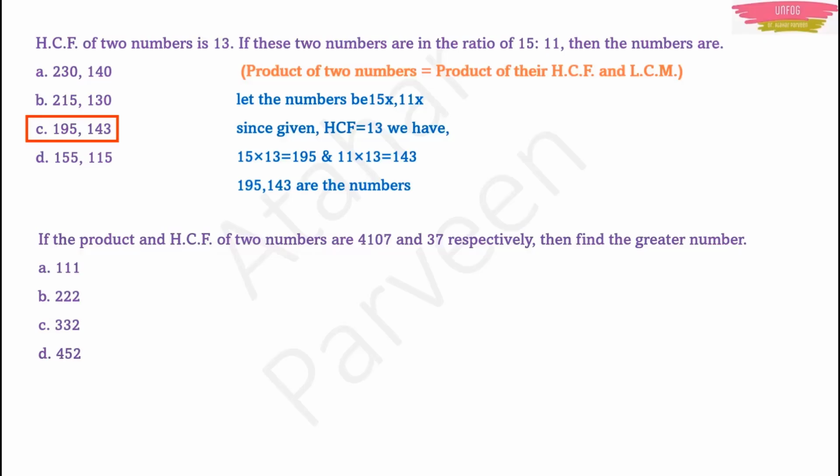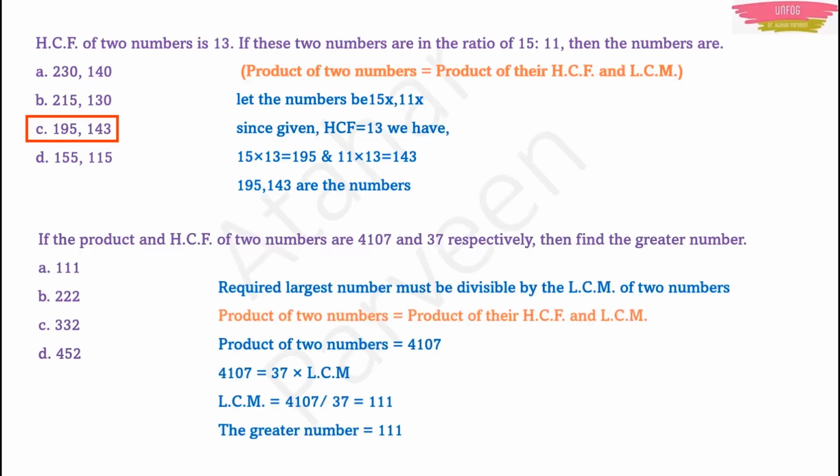Here you have to find the greater number, and they have given you the product of 2 numbers and the HCF of 2 numbers. The product of 2 numbers is 4107 and the HCF is 37. They have not given you the LCM, so you should find the LCM. Once you find the LCM, that will be your greatest number.